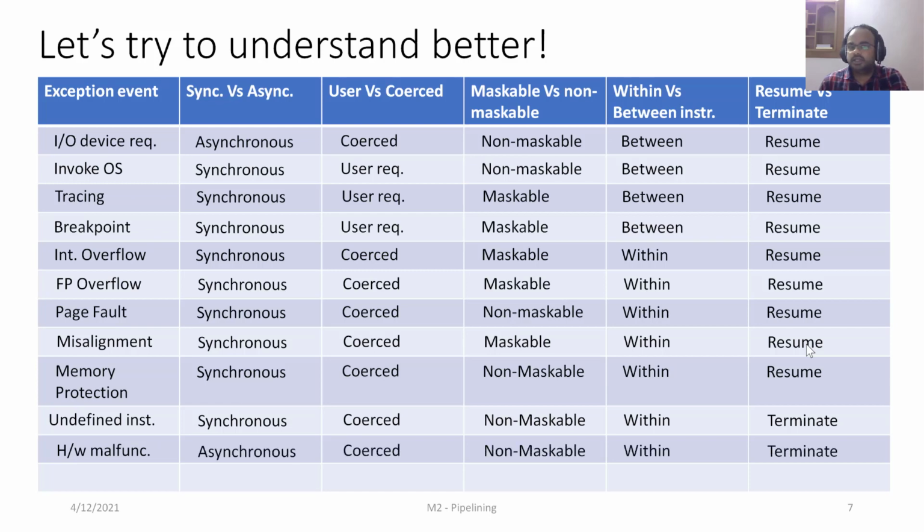Hardware malfunction, it is asynchronous. We don't know when it happens typically. It is coerced, it is not maskable, it is within instruction type, and it will terminate. Power failure, this is the most common one we would see again, right? It's asynchronous, coerced, non-maskable, within, and terminating type.